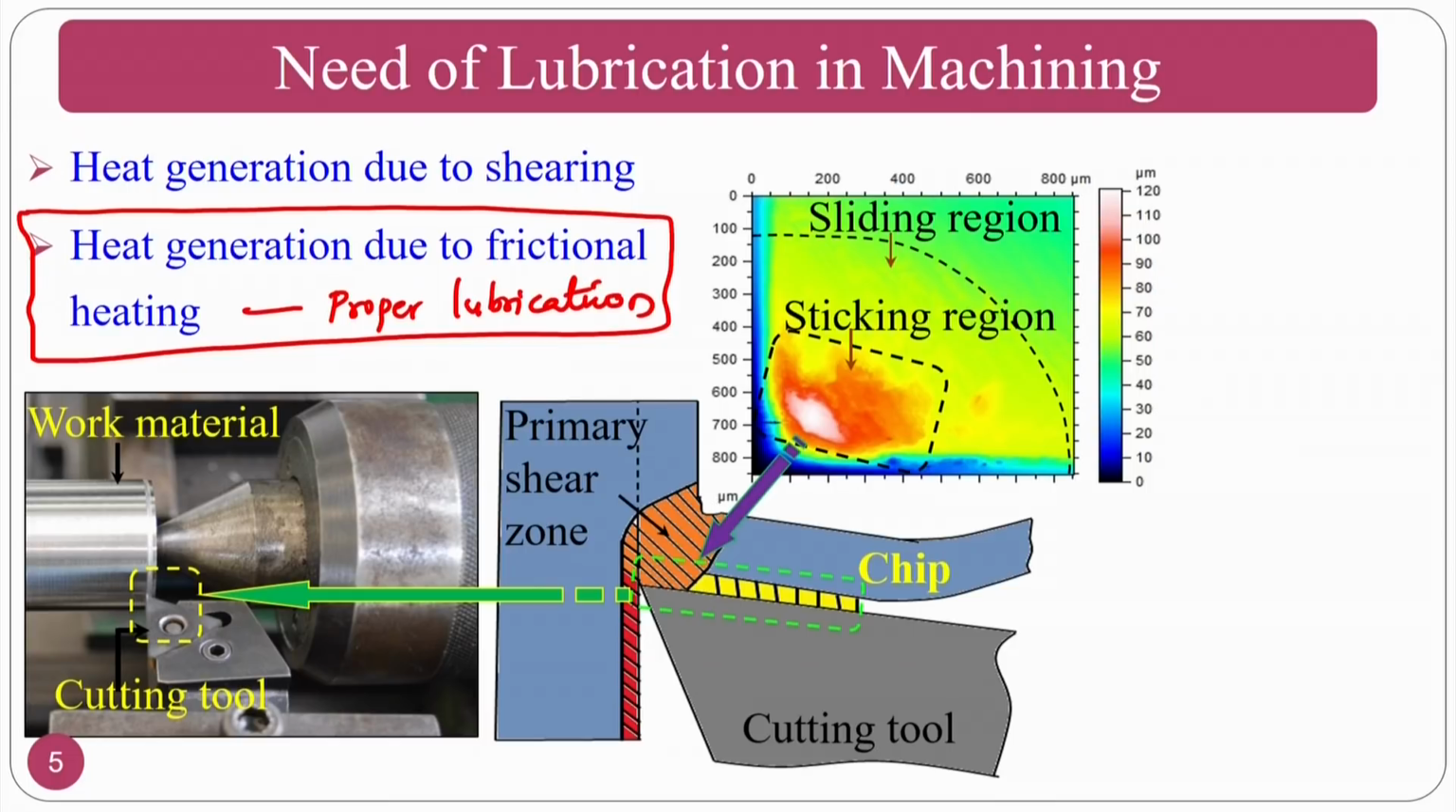If you can provide proper lubrication in the chip-tool interface, you can reduce the frictional heating. For cooling, you can put a jet here and throw it here. At the same time, you can also put a nozzle here and send it here. So these are the two options where you can overcome the heat generation by friction. You cannot overcome the heat generation by shearing, that is plastic deformation, but you can control this frictional heat.